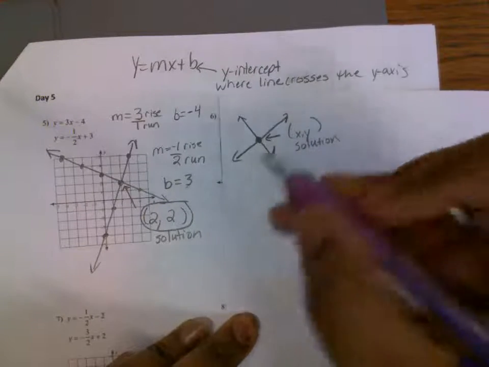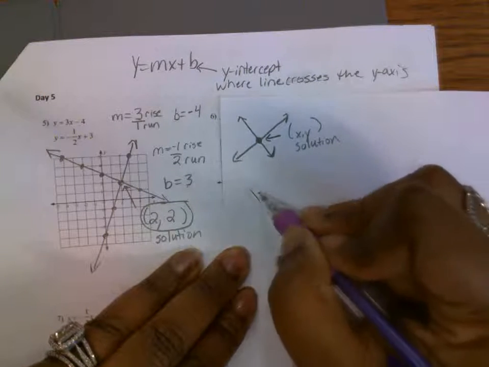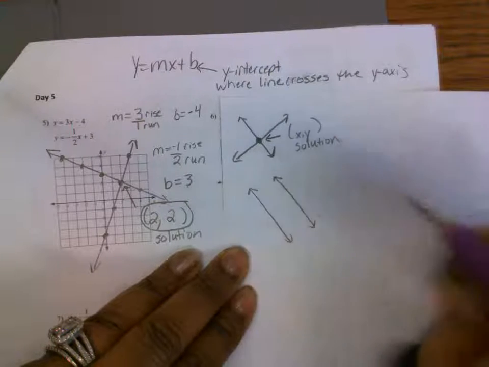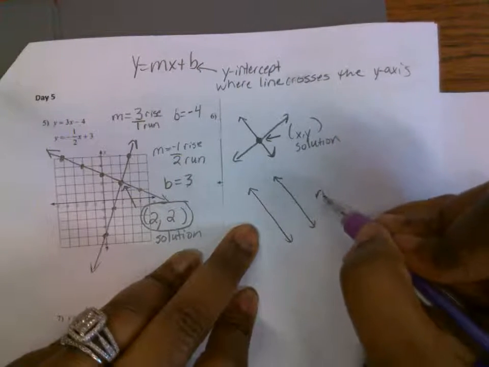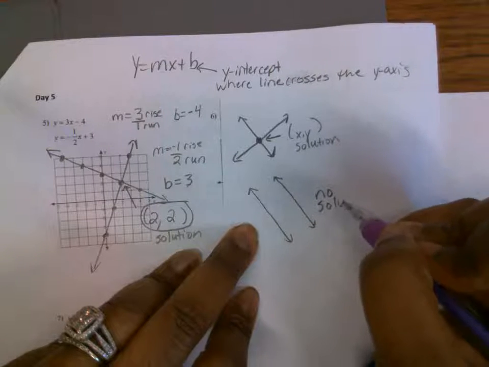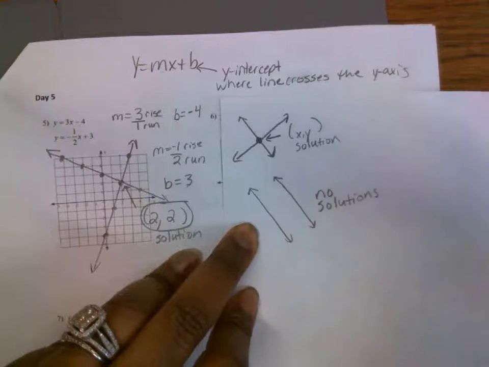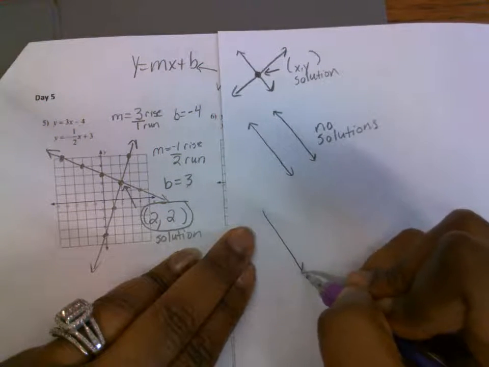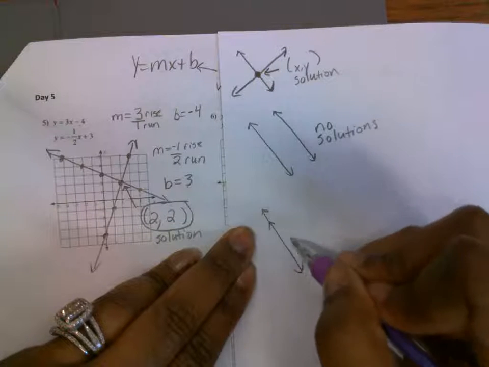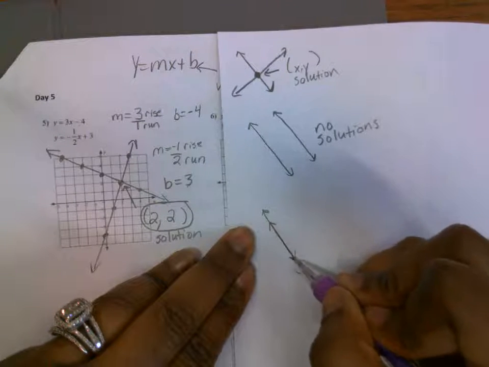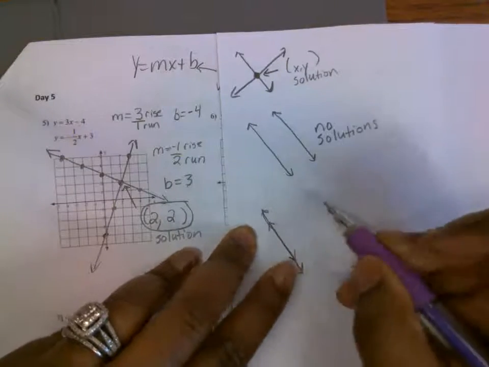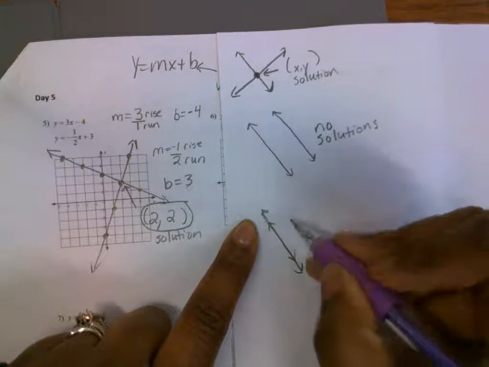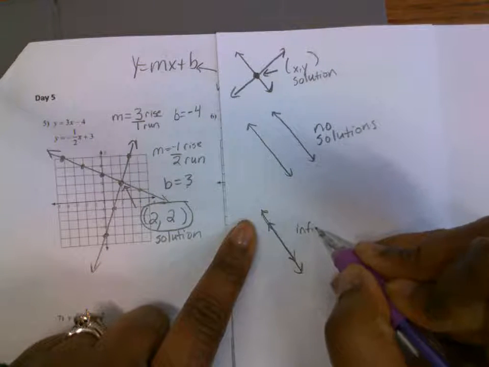Or it's possible that two straight lines are right beside each other and never cross each other, right? So this will be no solution because they don't share any points. And then lastly, two straight lines can be right on top of each other. If they're right on top of each other, they share all the same points. And by definition, since a line never ends, this is infinitely many solutions.